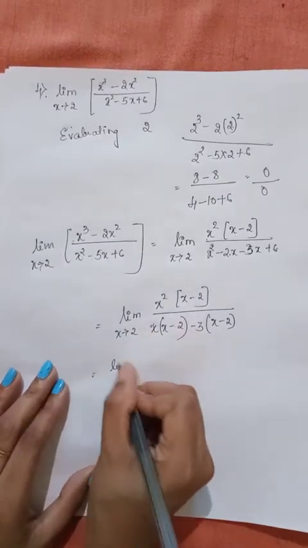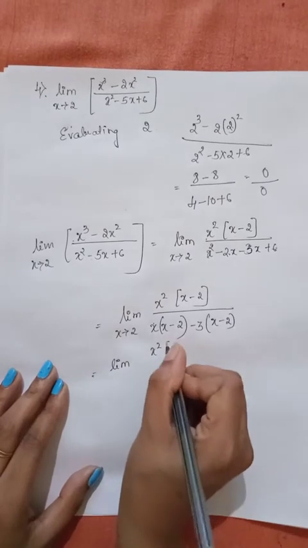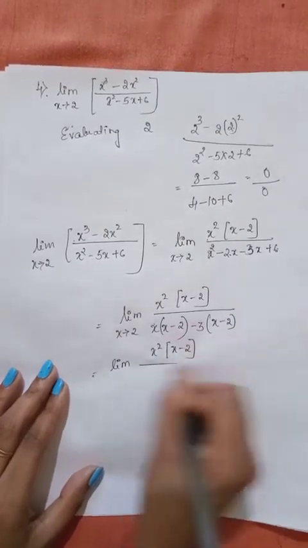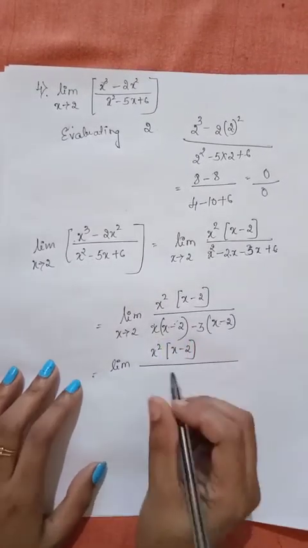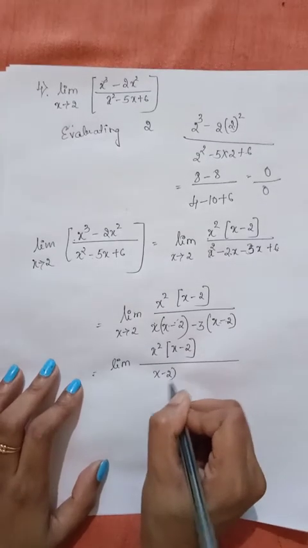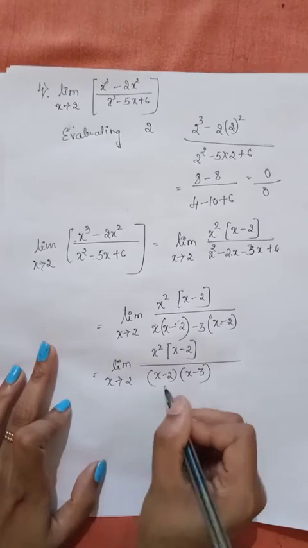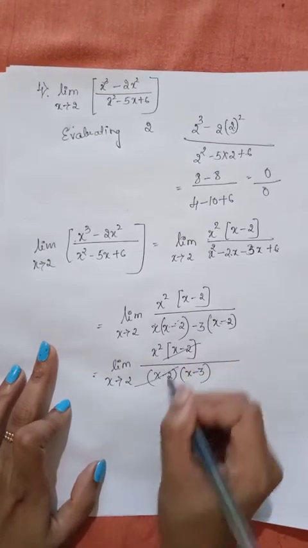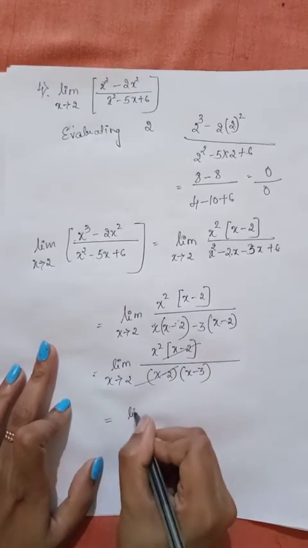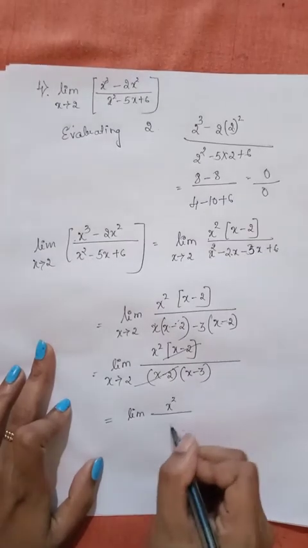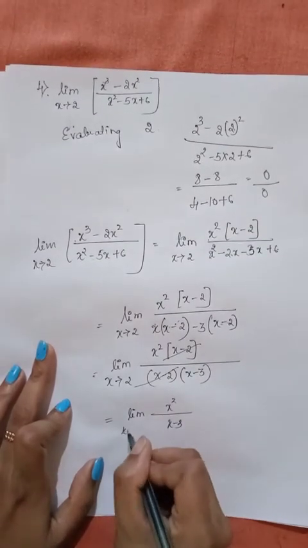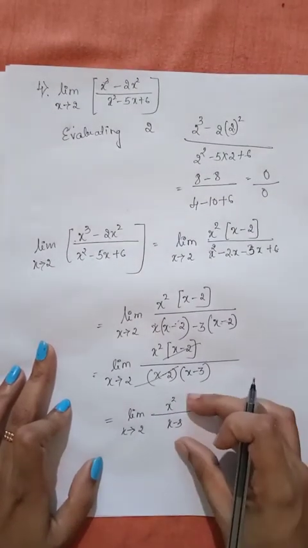So that is limit of x square into x minus 2 divided by, in both the terms x minus 2 is common, so take it out. What is remaining? x minus 3, as x tends to 2. So in the numerator and denominator we have x minus 2, so cancel. What is the remaining thing? x square by x minus 3. So the given function is simplified into this form.